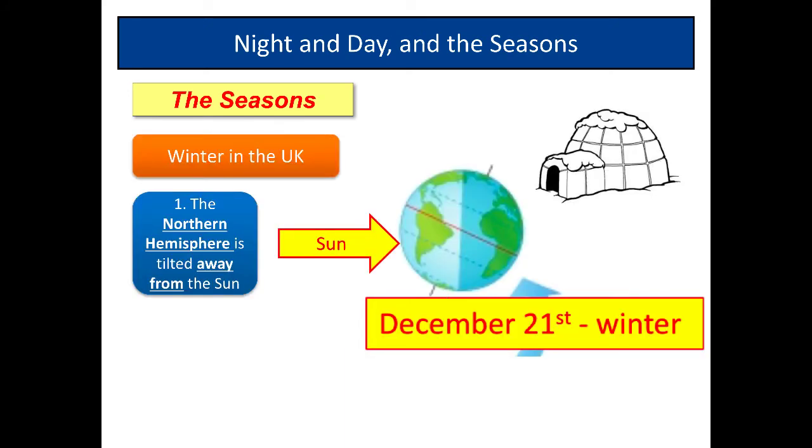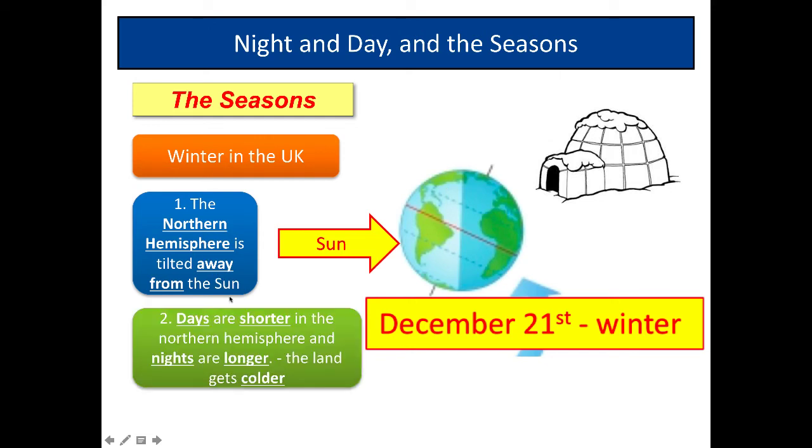Now the opposite is winter. Winter in the UK. In winter, the northern hemisphere is tilted away from the Sun. More of the southern hemisphere is exposed here. Can you see that? The northern hemisphere is tilted away from the Sun, which means days are shorter in the northern hemisphere, nights are longer, and the land gets colder.